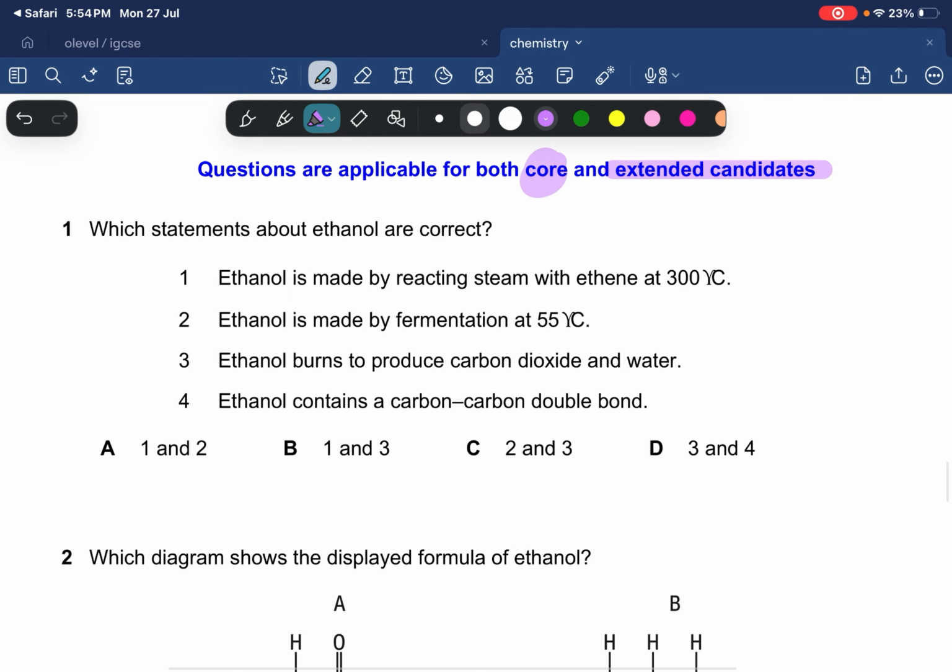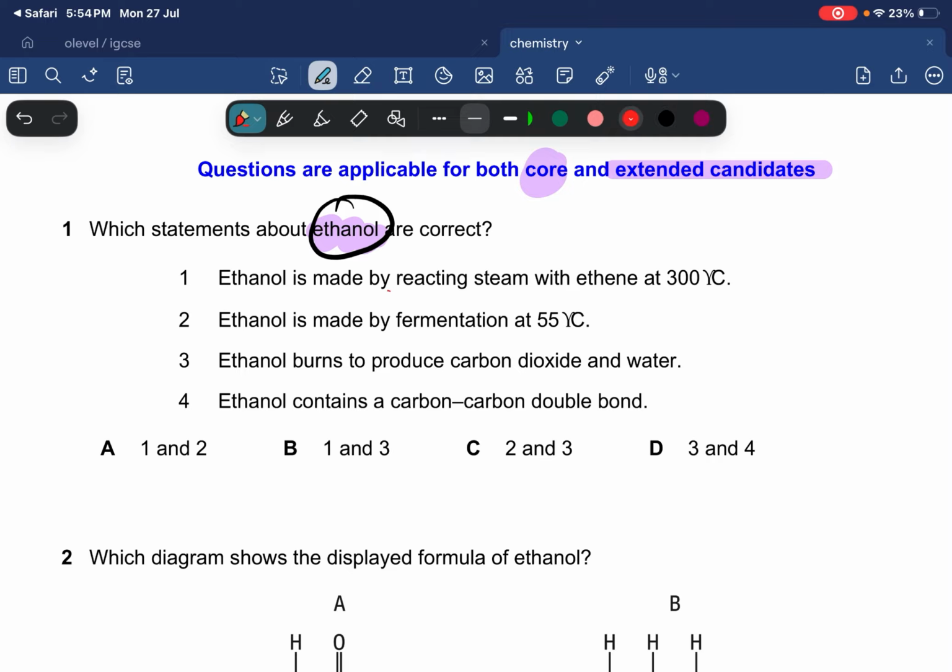So let's get started. And if you're doing O levels as well, this content is going to be relevant for you guys as well. So let's start. Which statements about ethanol are correct? Ethanol is basically an alcohol that is made by fermentation, and it can also be made from your alkenes. The hydration of your alkenes, adding steam to your alkene, can also make ethanol.